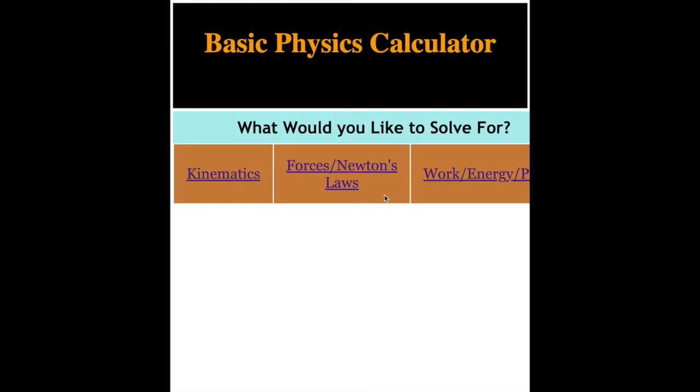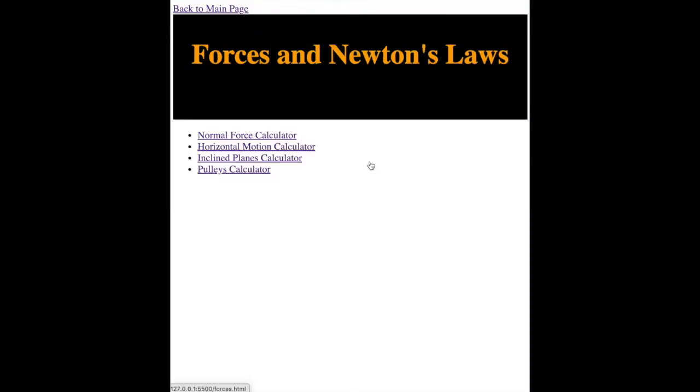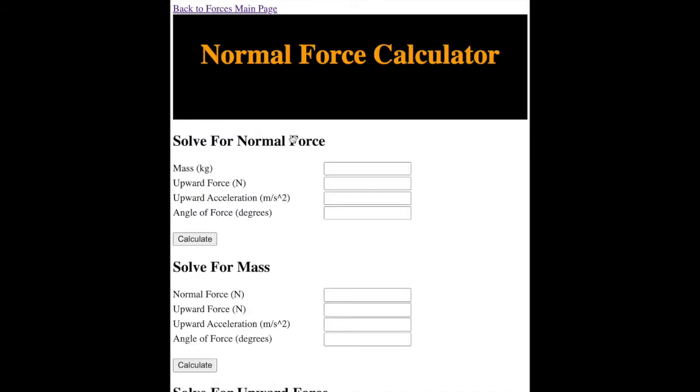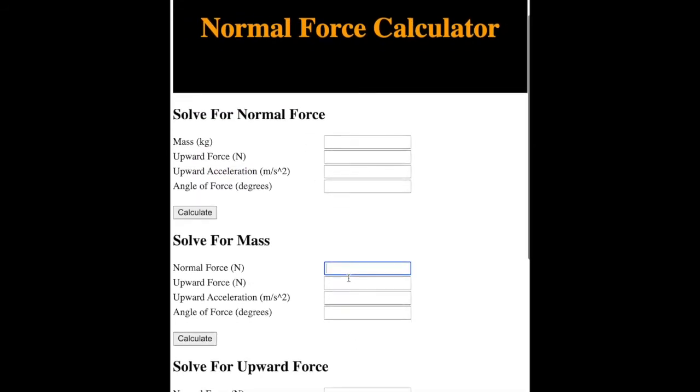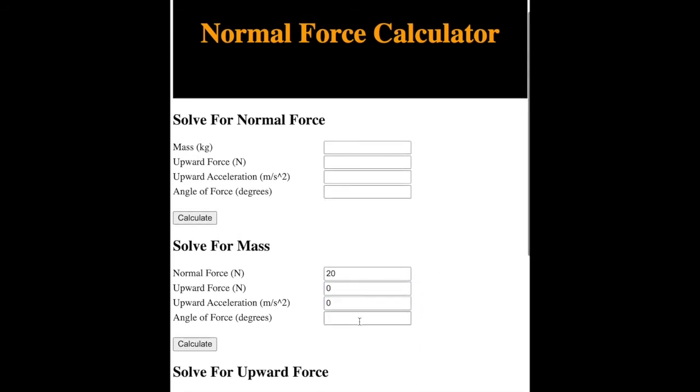Alright, let's solve our problem using the calculator. First, go ahead and go to the normal force calculator because we don't actually know the mass of the object. And go ahead and solve for mass. We know the normal force is 20 newtons because that's the weight. And there's no applied force or acceleration, so enter 0 for both. And since it said directly upward force, just go ahead and enter 90 degrees. And you'll get the mass, which we will round to about 2.04.